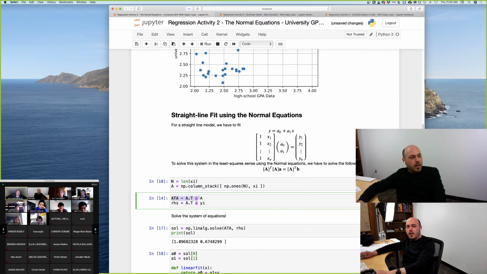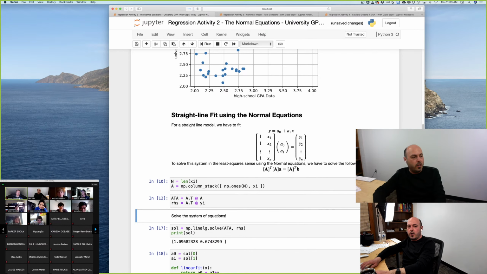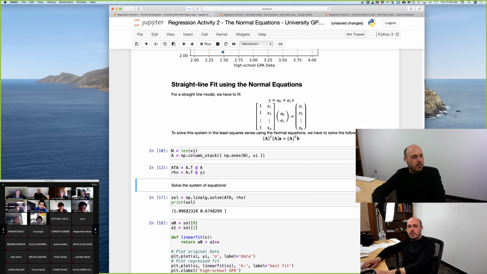Now I simply define my system as A transpose A for the left-hand side and A transpose B for the right-hand side. So I define ATA as the coefficient matrix. It's A transpose at A, and the right-hand side is A transpose at YI. I enter this, and now I solve the system of equations.